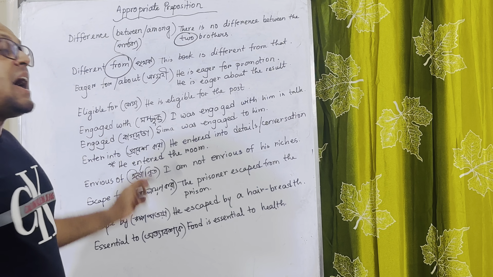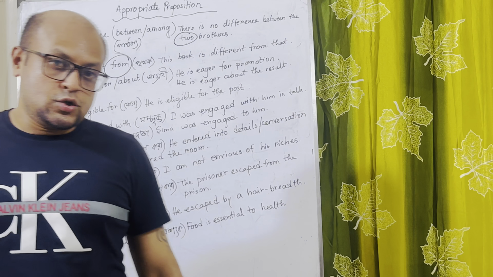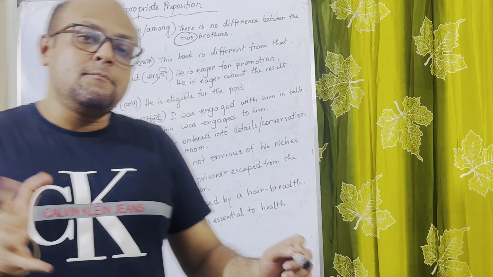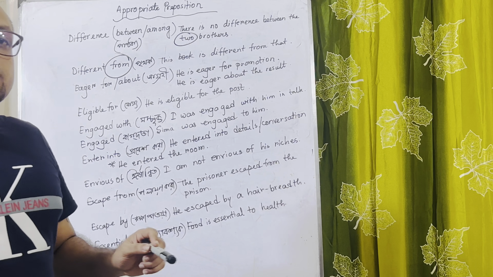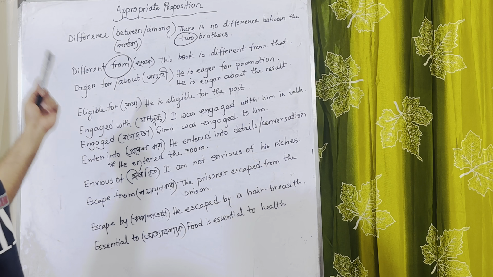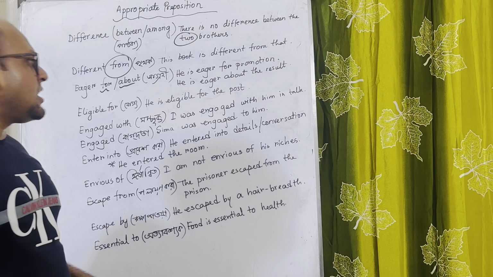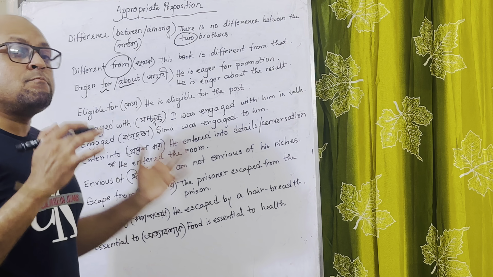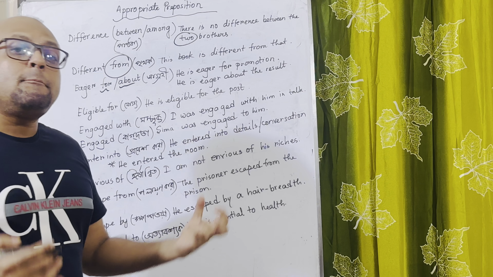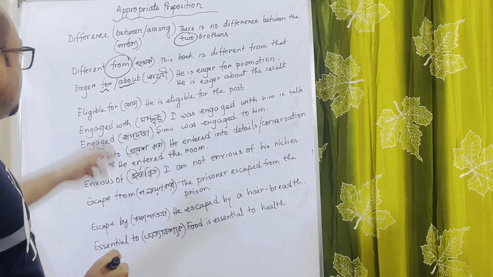It is eager about or eager for. Like you are very much interested to do something, you are very much willing to do something, that will be eager. And eagerness. When you make sentences with the adjective eager, you need prepositions like for or about. Okay, they are exchangeable. He is eager for promotion, or he is eager about the result. Okay, then go for the next one.